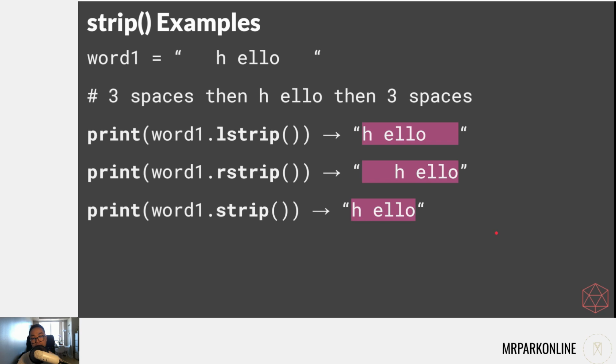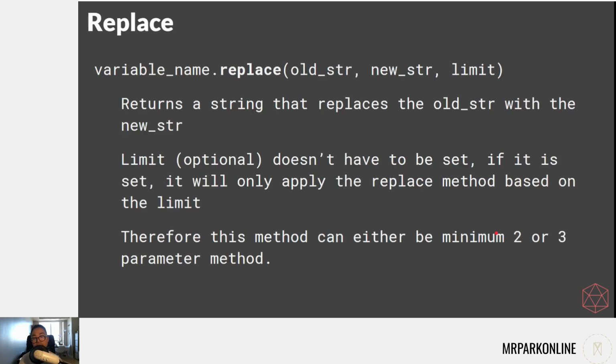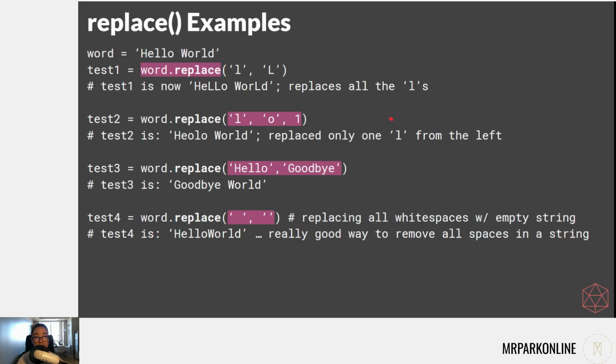Okay. Now, let's say, for example, I don't like that inner white space there. I want to get rid of it. You can call something called the replace method, which returns a string that replaces the old string argument with a new string argument. And we can set a limit if we wanted to, but this is optional. Okay. So we can use this to remove stuff or replace stuff within our string. Remember, a string is immutable, so you have to create a new string after.